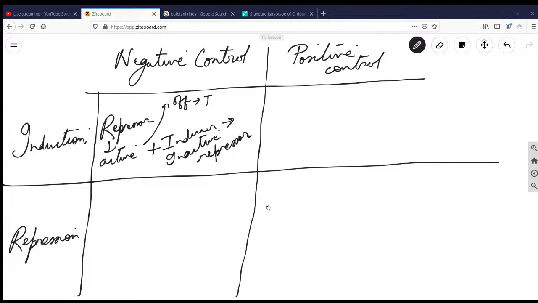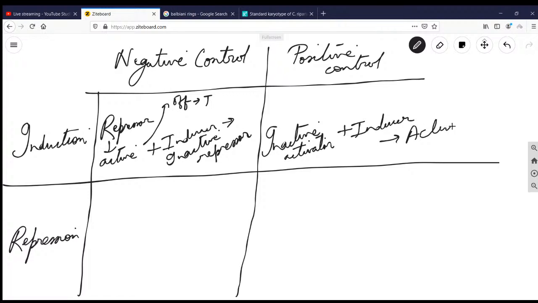If you have an inactive activator, activators recruit RNA polymerase. An inactive activator cannot recruit RNA polymerase, so transcription cannot begin. Now when you have an inducer, which makes the inactive activator an active activator, here I am talking about an activator, not a repressor, so it is a positive control. Now mRNA synthesis can happen because the RNA polymerase enzyme can be recruited.